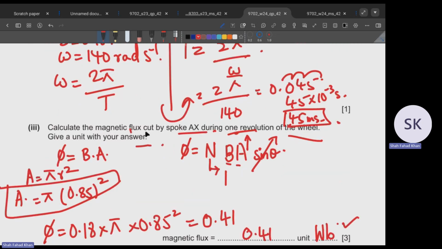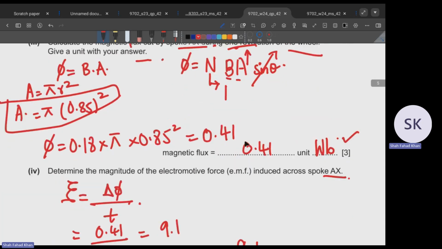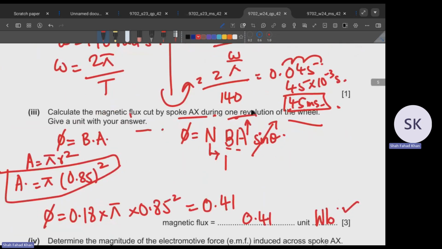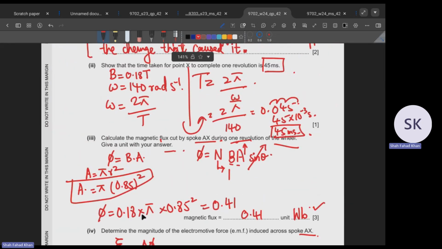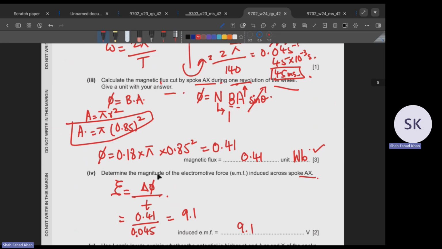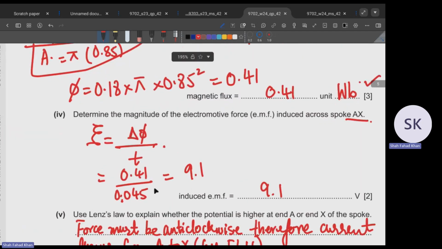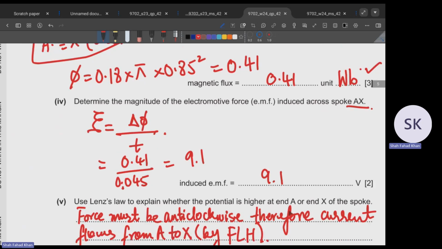So the magnetic flux cut during one revolution is 0.41. And the time it took for one revolution was 45. And Faraday's law of electromagnetic induction tells you that the EMF induced will always be the amount of magnetic flux cut divided by the time it took for cutting it, right? So the amount of magnetic flux which was cut during one revolution is right here, 0.41, okay, B times A. One revolution means one complete area, right? So B times A, and the time it took was 45 milliseconds. So just divide these two numbers, you'll get your answer. 0.41 divided by 0.045. It's 9.1 volts, okay?